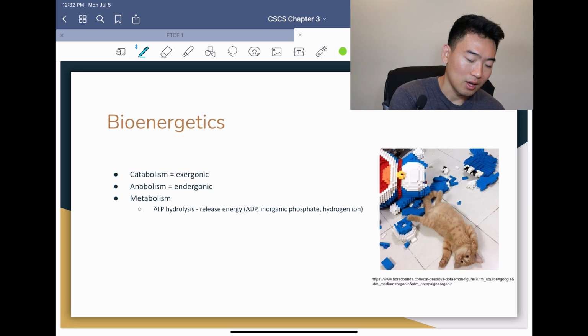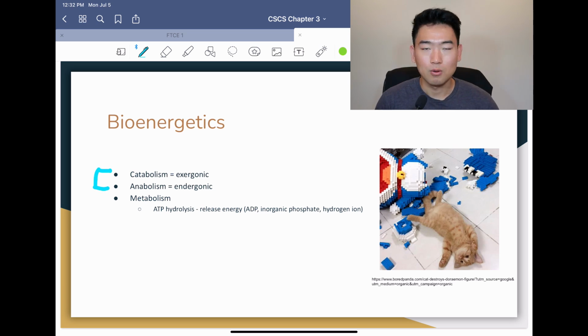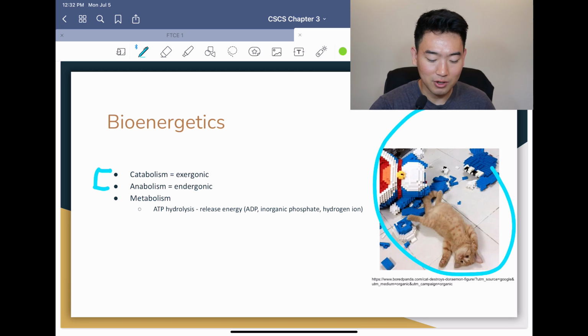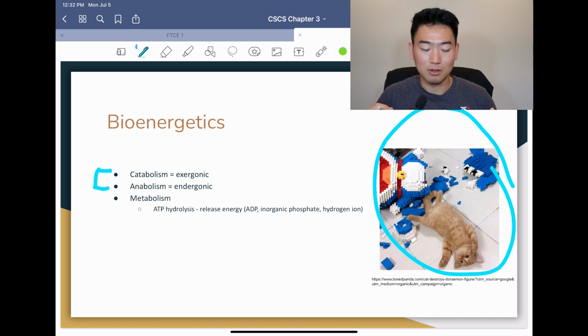So there's catabolism and anabolism, which are two opposite things. Catabolism, like this picture shows here, cat likes to break things down, right? So catabolism is when you break a bigger molecule down in order to generate more energy, okay? And then anabolism is the exact opposite of that. You're building stuff up. And then metabolism is a combination of those two things.